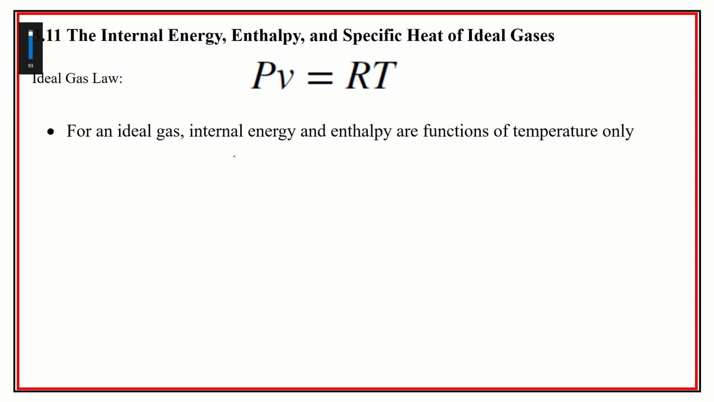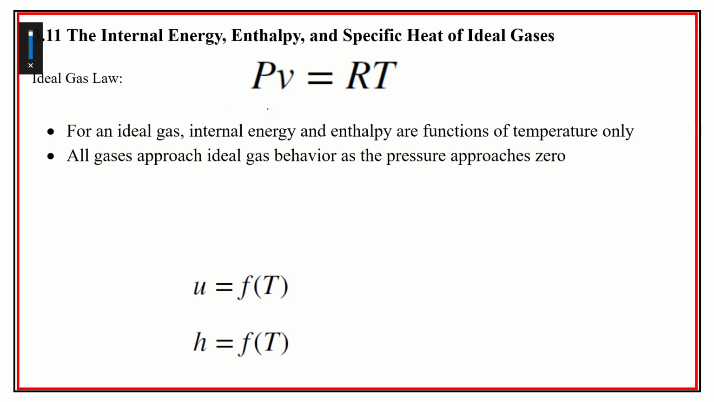So for an ideal gas, internal energy and enthalpy are functions of temperature only, and so that's like a rule that you can pretty well count on, that internal energy and enthalpy don't really change all that much with pressure for an ideal gas. And then all gases kind of approach the ideal gas behavior as the pressure approaches 0, also as the temperature goes up.